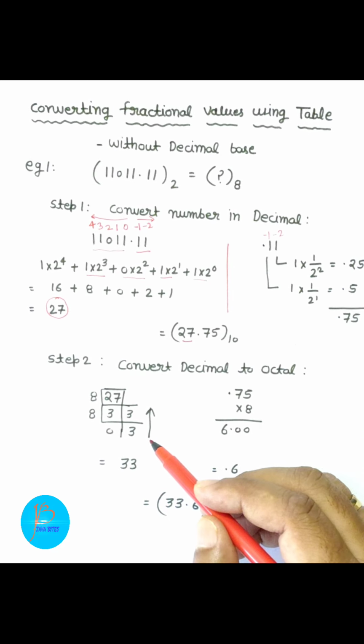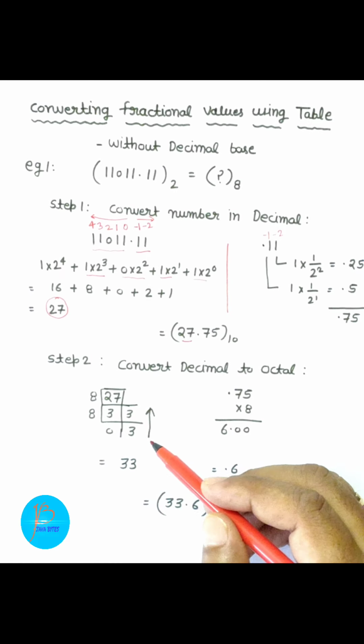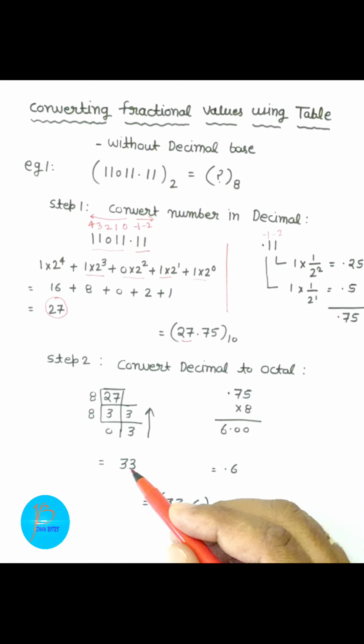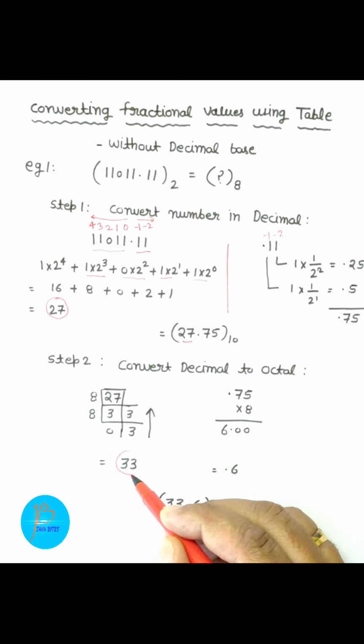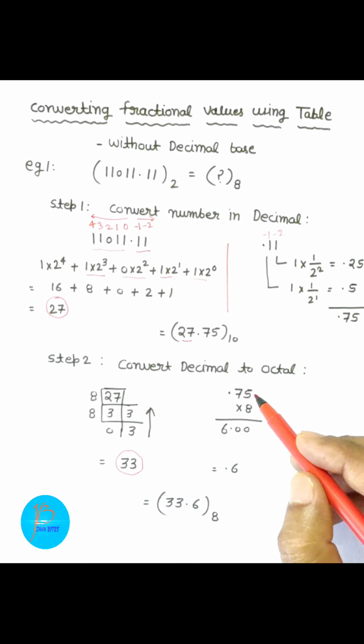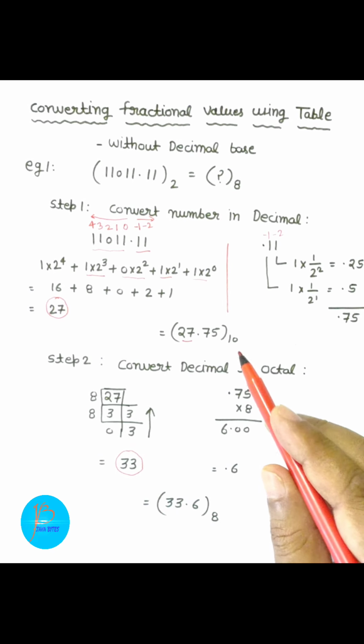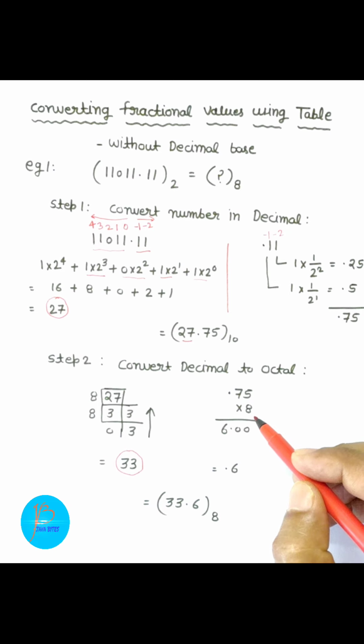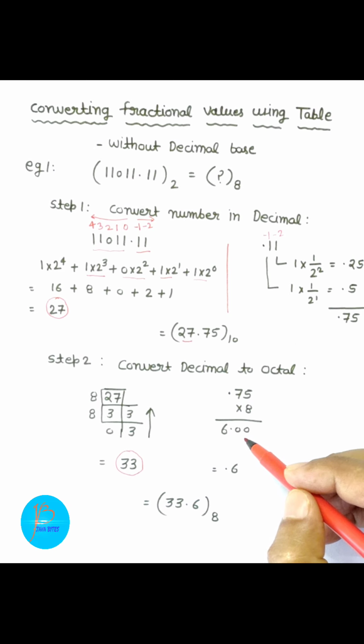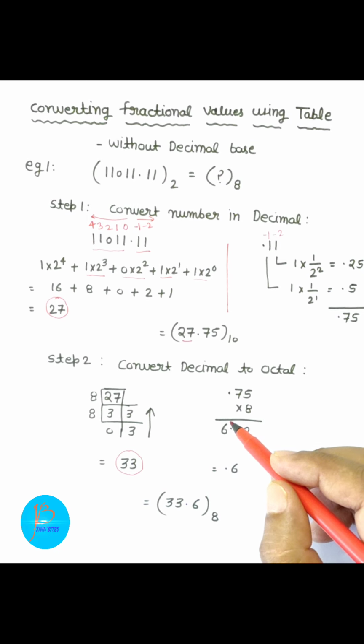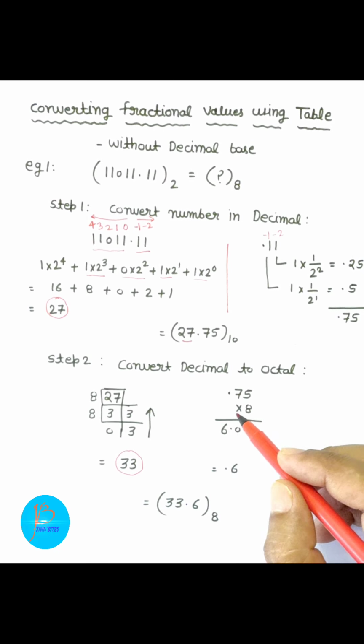Okay, and the remainders you will copy from bottom to top. So your answer from the integer part will be 33. In the same way, children, the fractional part is 75 and you will start multiplying with it. You know that this process will be continued until the fractional part becomes 0, and you will separate all the integer parts of all the multiplication results.